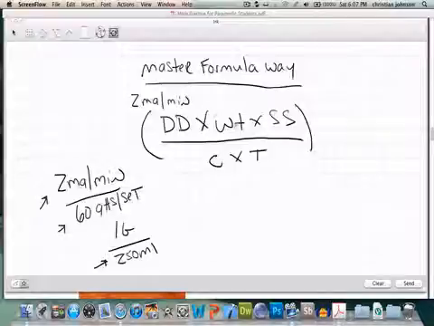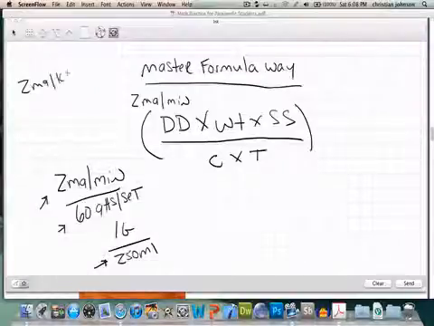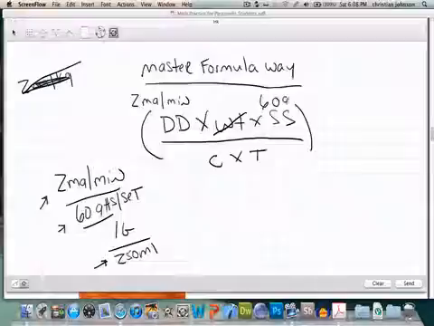All right. My weight. Well, this drug isn't weight-based. It would be weight-based if it said I needed to give 2 milligrams per kilogram of body weight. Well, that's not the case in this situation, so I don't need weight. So I can just cross that out. I know I'm using a 60 drop set. All right. So I put 60 drop set here.